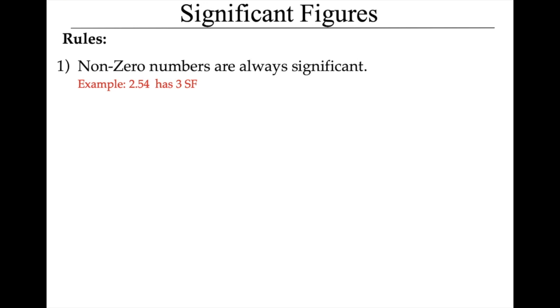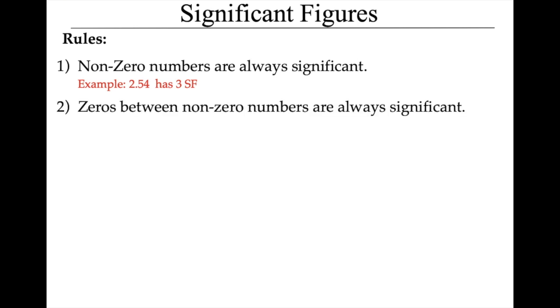So now we have to think about, well, what happens when we do have zeros in our measurements? Rule 2, zeros between non-zero numbers are always significant, or I would even say that zeros between significant figures are significant. So I like to refer to this as the sandwich rule. If you look at this example, 10.04, 1 is a significant figure, 4 is a significant figure, and there are 2 zeros sandwiched in between. They are both significant figures. So this measurement has 4 significant figures.